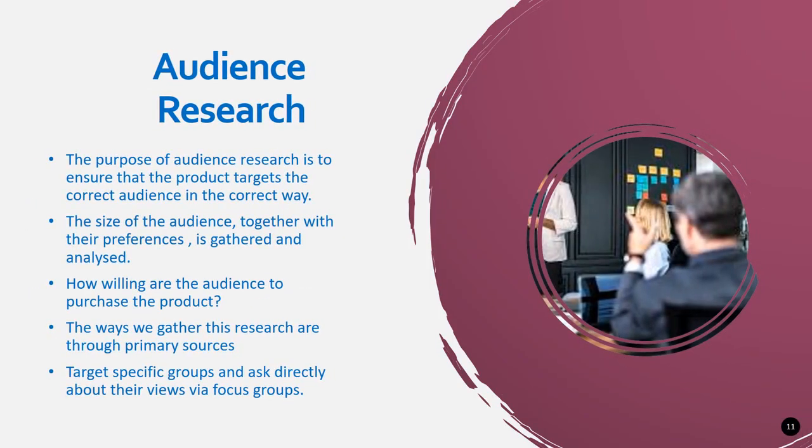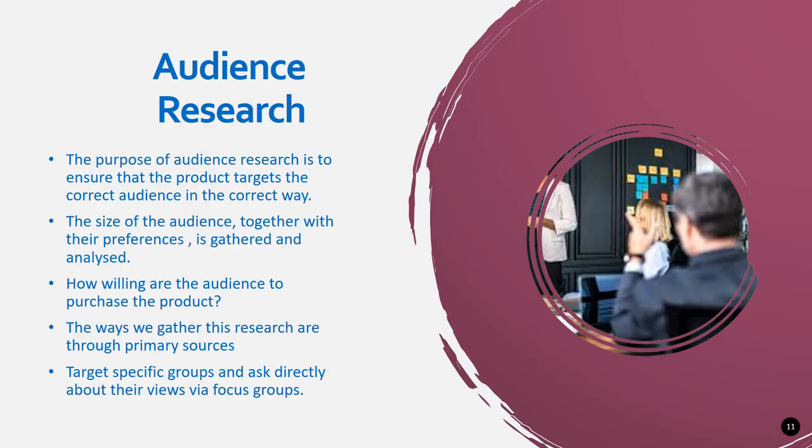Audience research is pretty much the first type of research that you're going to do as part of your production. You need to think about, who am I aiming this product at, because it's one of the biggest factors that will influence your production. Now, the purpose of audience research is to make sure that the product gets targeted in the right way towards the right audience. Now, the size of the audience, together with their preferences, you need to gather all that information and analyse it. You need to think about, how big is my age range, how many genders, what is the sexuality, all the kind of things that you've learned in previous learning outcome. We need to look at those particular features and analyse them.